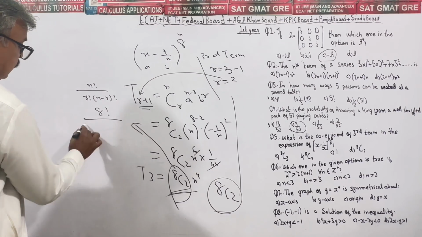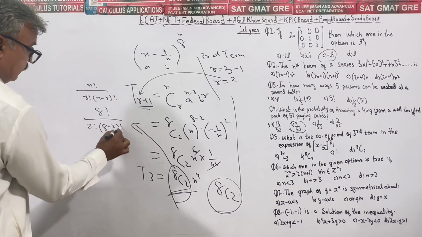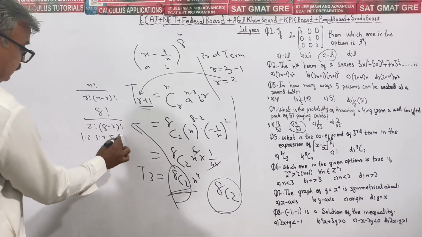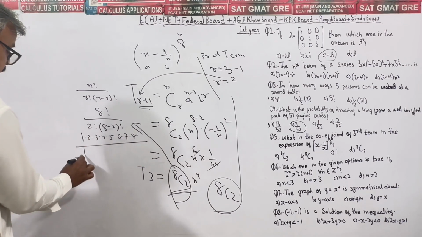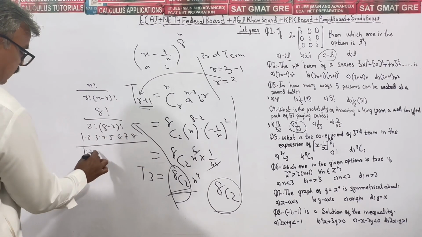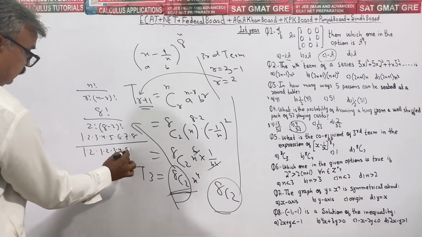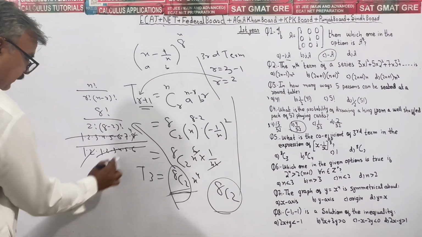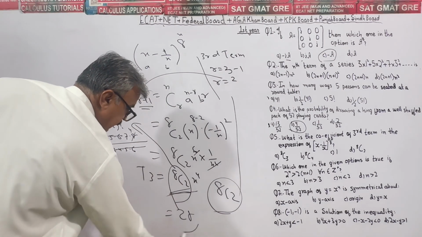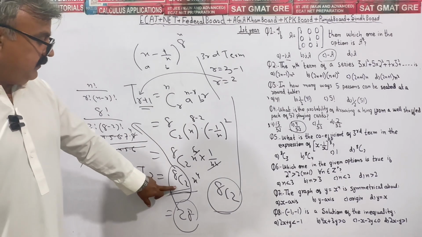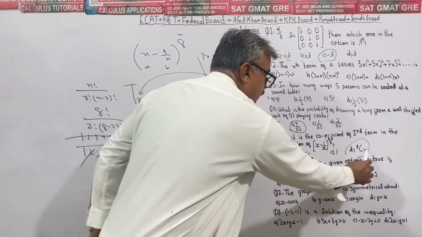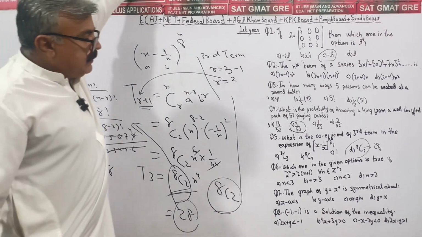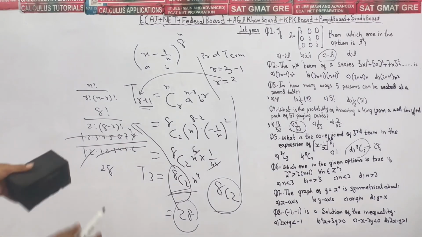N is 8, 2 factorial, 8 minus 2. 8 factorial means 1, 2, 3, 4, 5, 6, 7, 8, over 2 factorial means 1 into 2, 8 minus 2, 6 factorial, 1, 2, 3, 4, 5, 6. 6, 6 cancel out. Table of 2, 7 4s are 28. So 28 is the coefficient of this one. One can leave it as in the options, 8C2, or one can further solve this as 28. Okay, moving towards the next question.